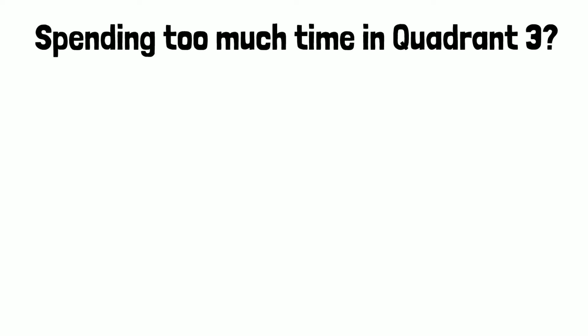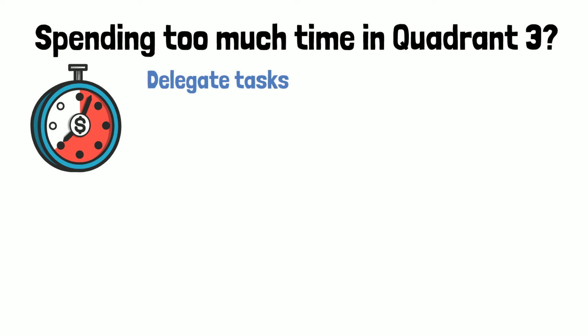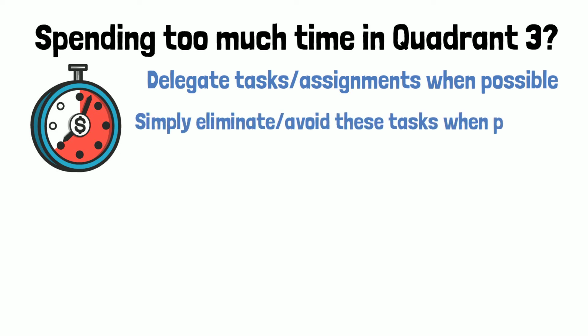If you're spending too much time in Quadrant 3, come up with strategies to limit the amount of time spent here. Perhaps the most effective strategy for dealing with Quadrant 3 tasks is learning how to delegate these assignments when possible. Perhaps you can have someone else do these tasks for you. In other cases, you might simply be able to avoid these tasks entirely. Learning when to say no and being able to distinguish between important tasks and unnecessary ones are very important skills to have.